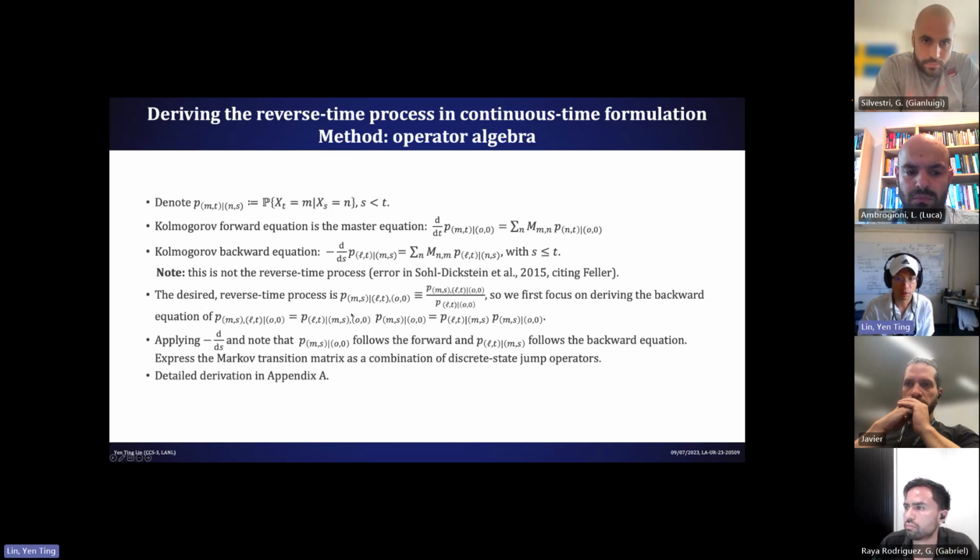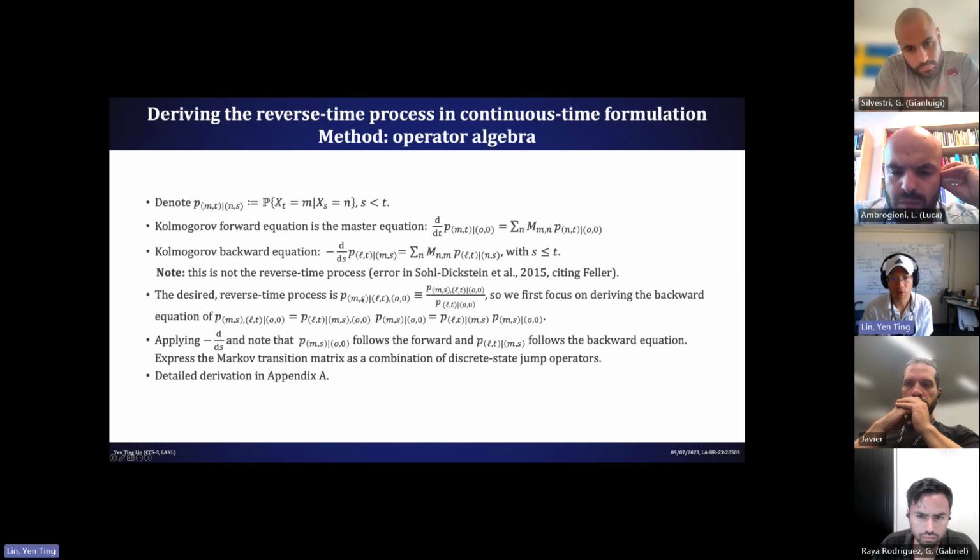One of the errors that we found in the literature is in the very beginning, Stein citing Feller only talking about the backward equation, and the backward equation is not what we call the reverse time process. Specifically, the reverse time process is where you condition on the initial and some terminal condition, and then you want to go a little bit back. So your t is a little bit later than s, and you want to describe how this probability distribution evolves.